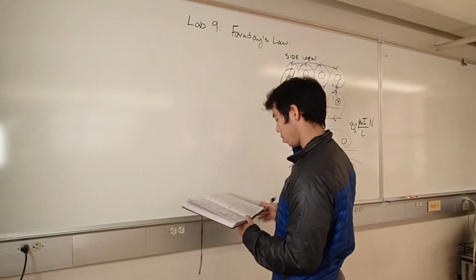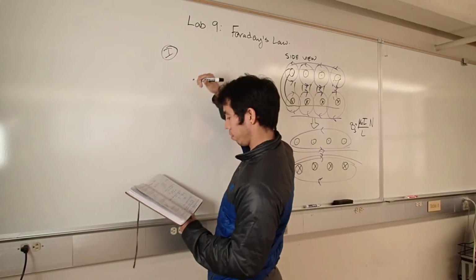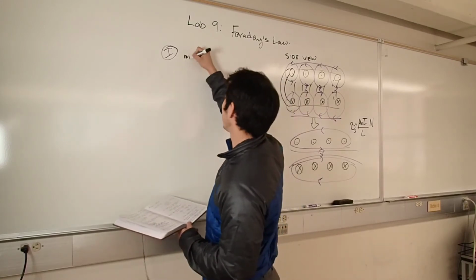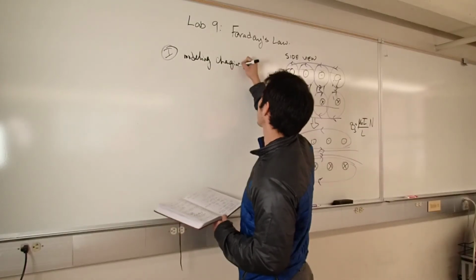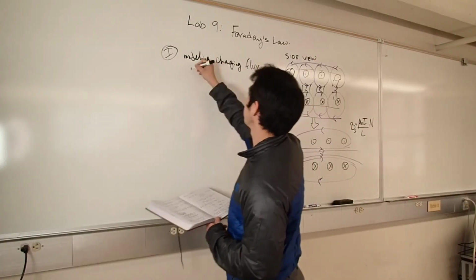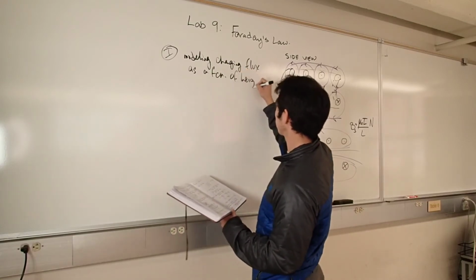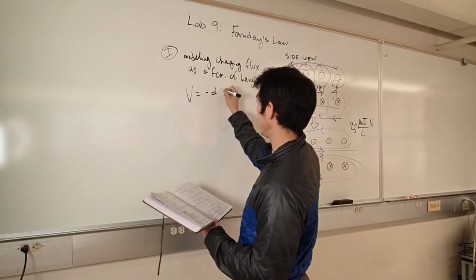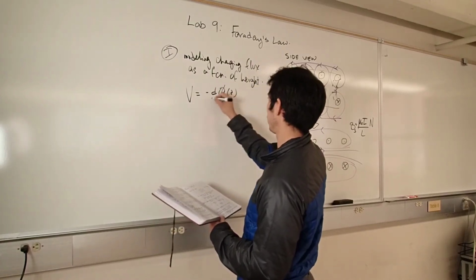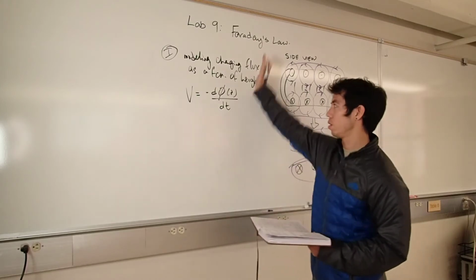Alright, so part one, we'll be modeling the changing flux as a function of height. So we have V equals negative dΦ(z)/dt. So Φ is a function of z, or height.